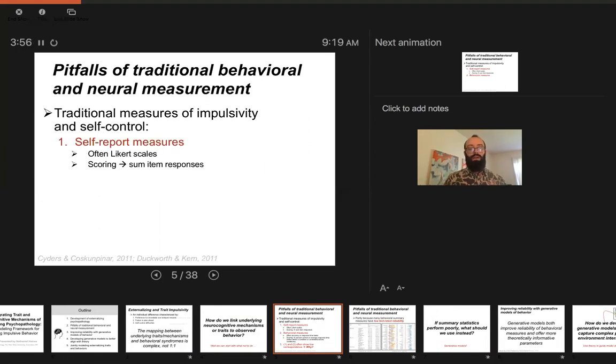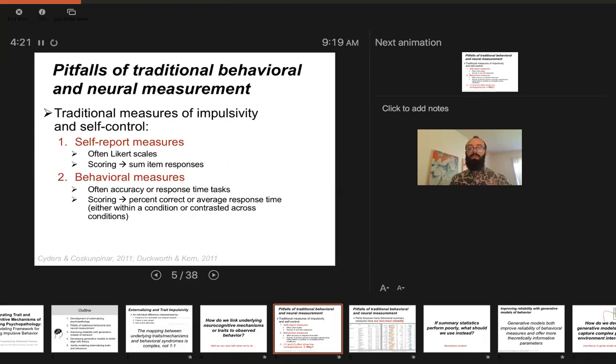Typically there are a couple ways we might do this. One is a self-report measure. If you've ever filled out a questionnaire, they're often Likert scales where you'll say, how often do you do this impulsive behavior? Never, rarely, occasionally, very frequently. Those might be scored 1, 2, 3, and 4. We'll collect a bunch of those questions and then sum them all up, and that will be your score. So that's one method.